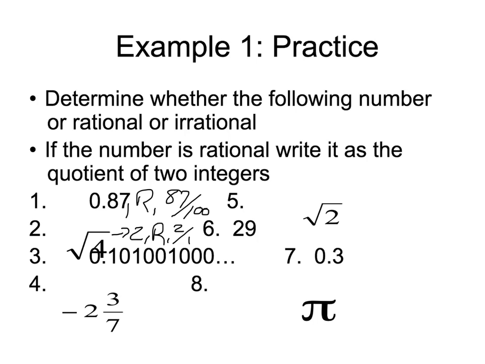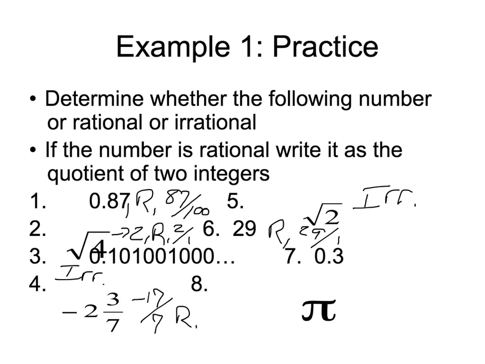Number 3, very similar to the second problem on the last slide. It is irrational because, yes, it does have a pattern, but that pattern is not repeating. And then number 4, this is going to give us negative 17 over 7 as a fraction, so therefore it is rational. Square root of 2, we've already talked about that is irrational. 629, that is rational. I can write it as 29 over 1. 7.3, this is going to be rational. It's going to be 3 over 10. And pi, number 8, of course, irrational.